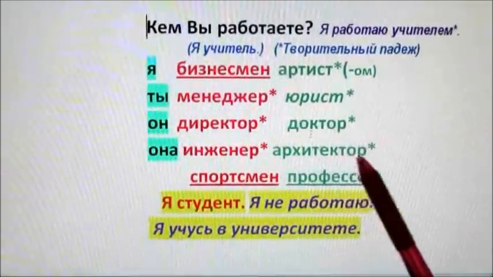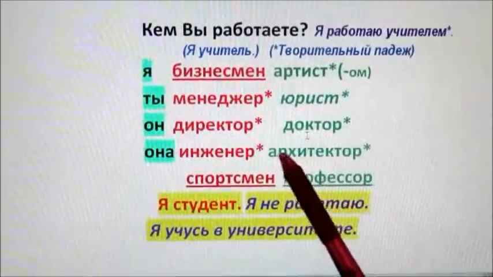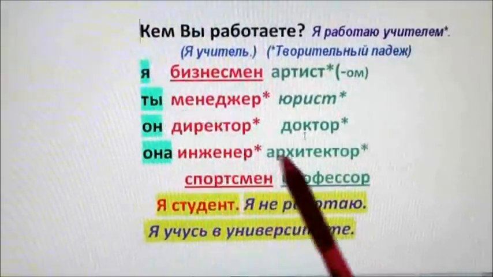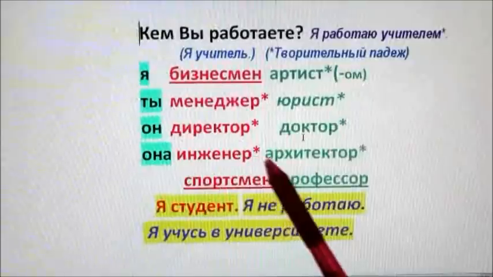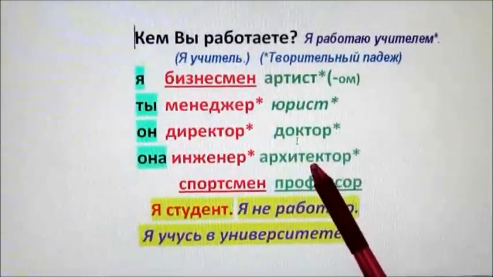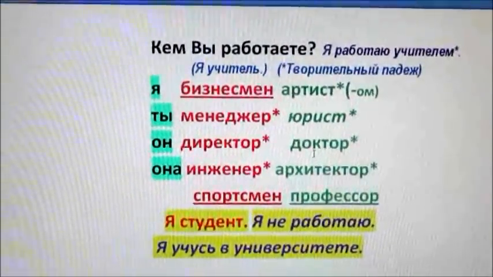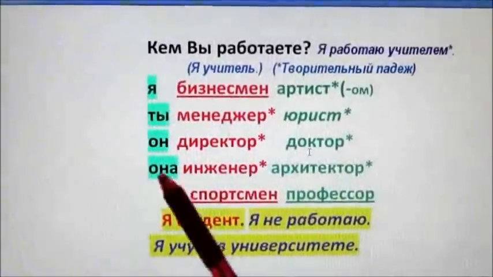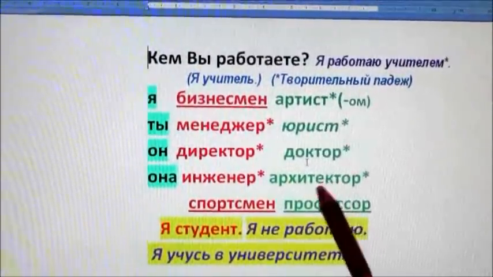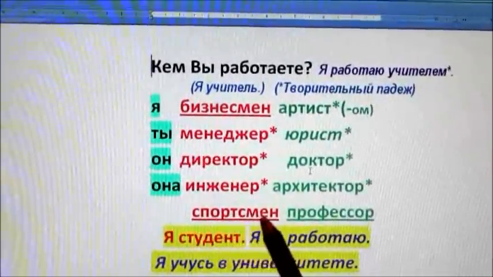The next is архитектор. Architect. Архитектор. Я архитектор. Ты архитектор. Он архитектор. Она архитектор. Те very soft. Архитектор. And then она работает архитектором. She works as an architect. Она работает архитектором.